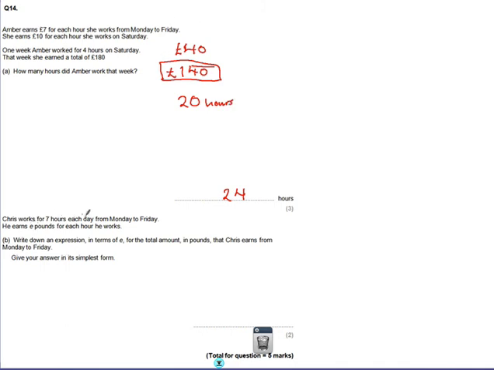Chris works for 7 hours each day from Monday to Friday. He earns E pounds for each hour he works. Write down an expression in terms of E for the total amount of pounds that Chris earns from Monday to Friday. Well, he works for 7 hours each day from Monday to Friday. How many days are there in total?